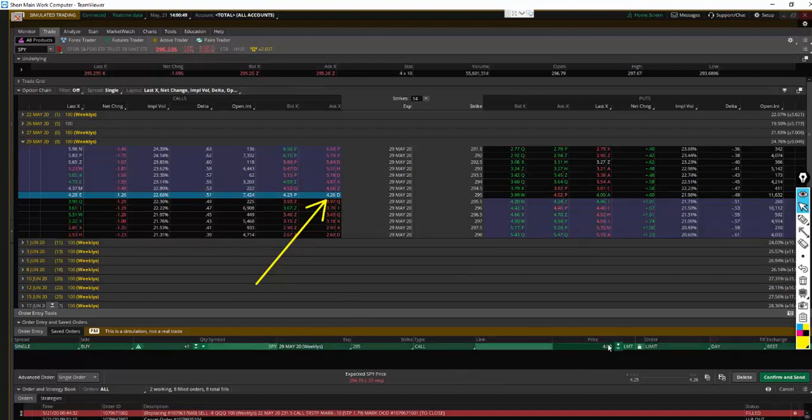But let's just say that this is the price that I want to pay. My order, almost always, 99% of the time, we are going to have a limit order. We are not going to the market. Do not use market orders in general. Certainly do not do that with options. Even something as liquid as SPY.